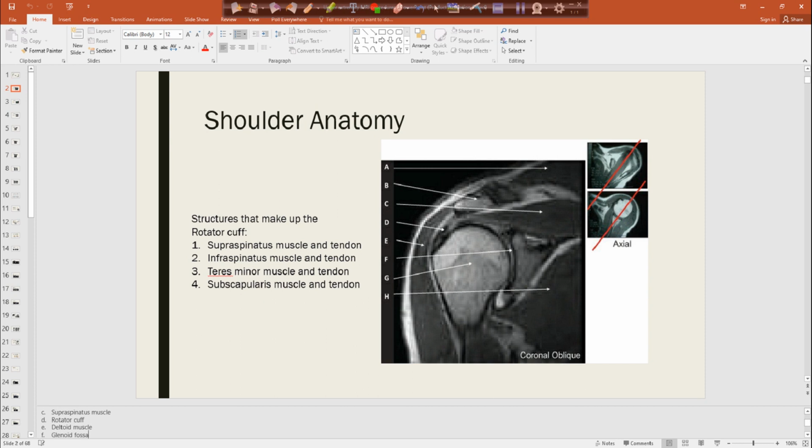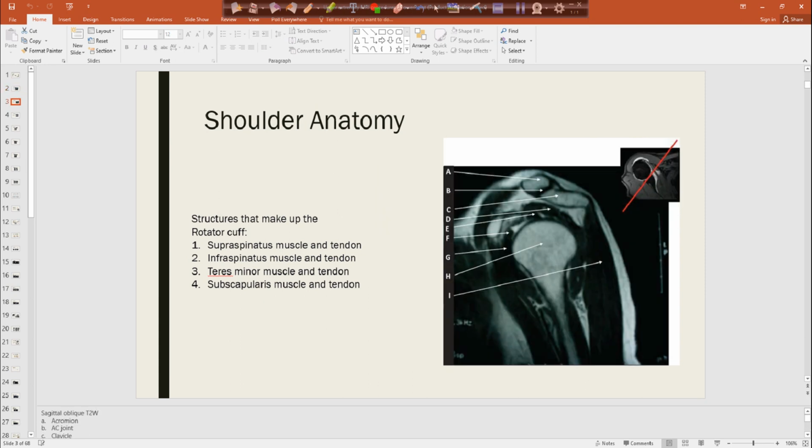F, glenoid fossa. G is your humeral head. And then H is that subscapularis muscle. So we can only see 2 of the structures that make up the rotator cuff here, subscapularis muscle and supraspinatus muscle up here. But please memorize those 4 structures.